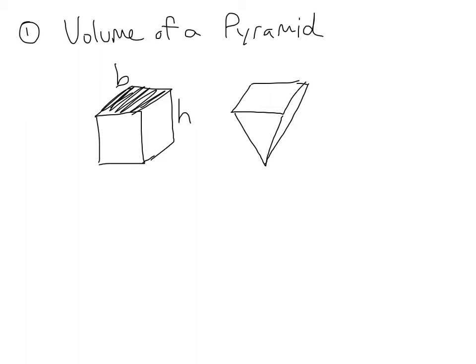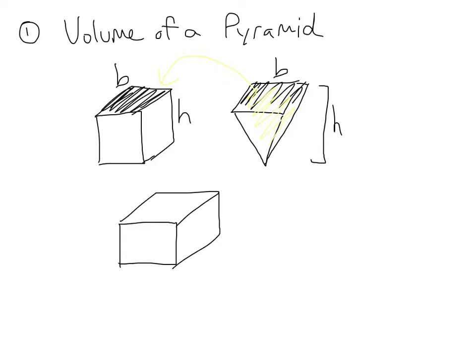You had a pyramid, and the base of that pyramid was also B, and the height of that pyramid was the same height as this cube. So the area of the base there is the same as the area of the base there. The height of that cube is the same as the height of the pyramid. Let's say this pyramid was full of sand. If you took this sand and dumped it into this cube, you'd have a cube whose volume is now made up of 1/3 of that yellow sand.